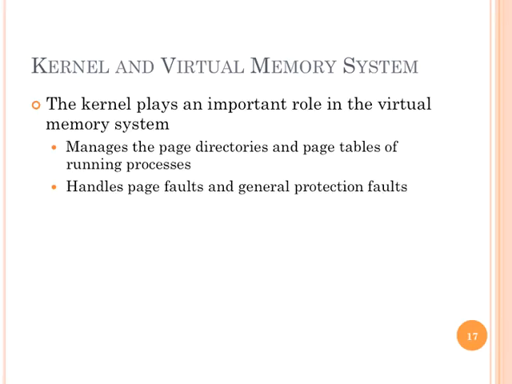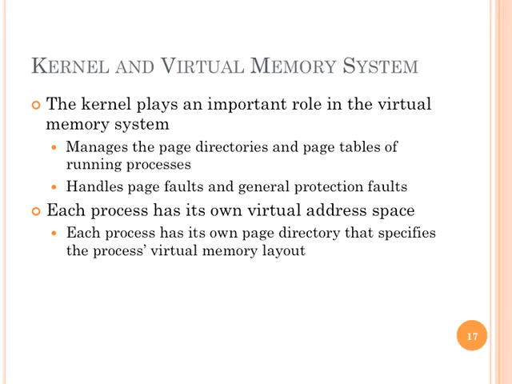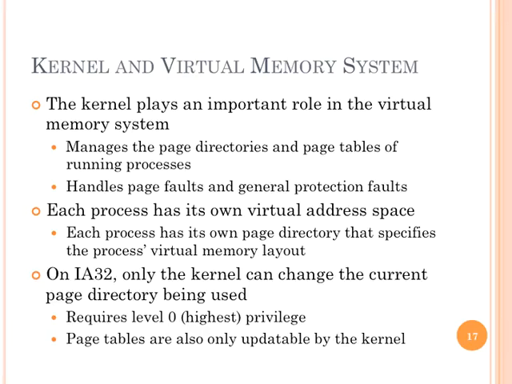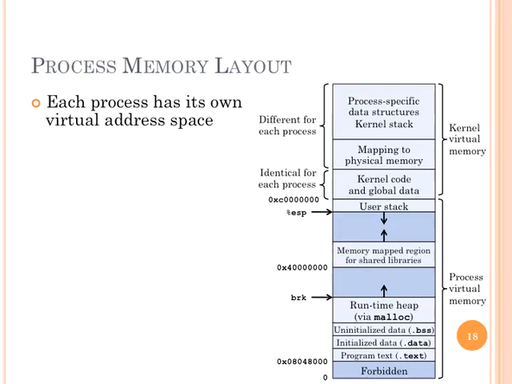Okay, so we've talked about the hardware a little bit. We also have the kernel, which has to handle situations where we have page faults, protection faults, and so forth. The hardware is going to involve the kernel. So let's talk a little bit about what the kernel does to be able to do this stuff. So we're going to go through a little bit of that right now. Processes have their own virtual address spaces, and only the kernel can change the page directory being used, so we already talked about that.